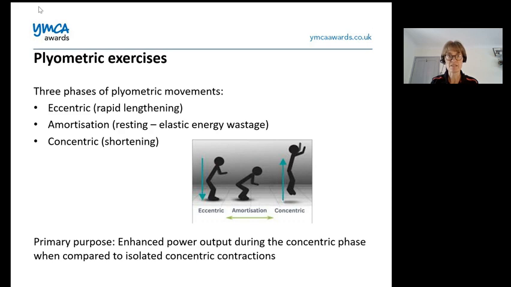So just going back to the different phases of a plyometric movement, imagine you're going to do a jump. The first thing you do is lower down, that eccentric rapid lengthening. And then there's a brief period called the amortization, which is your resting period, which you want to be as short as possible because you get wastage here of elastic energy. And then that concentric shortening where you're doing that ballistic jumping movement. The purpose of all of this is to enhance the output of power during the concentric phase, as opposed to just doing the concentric phase by itself.